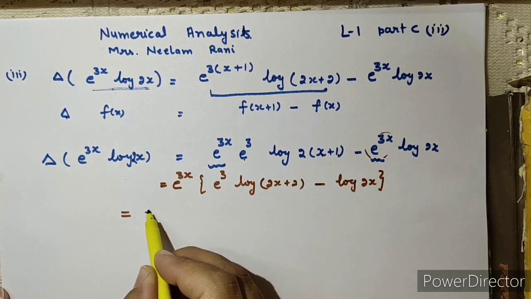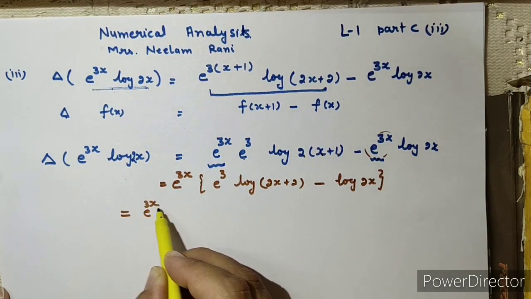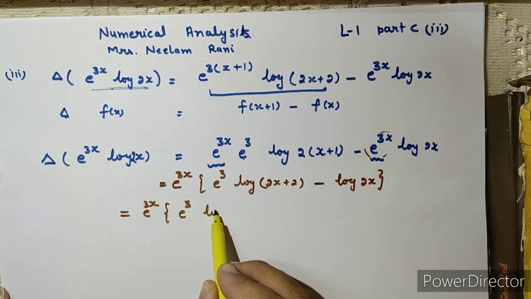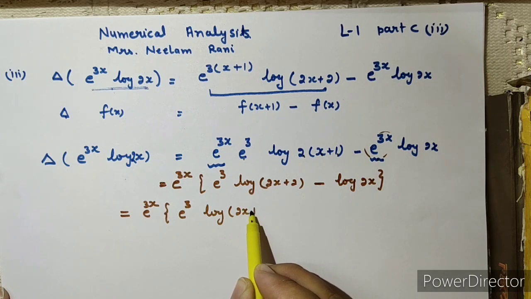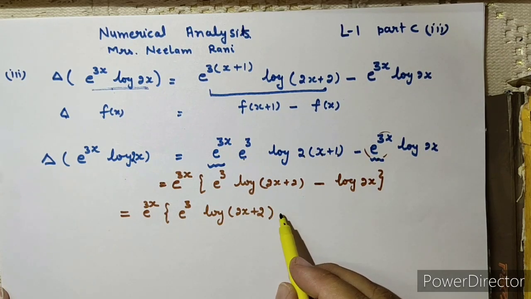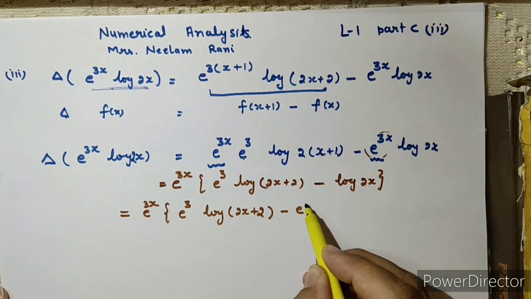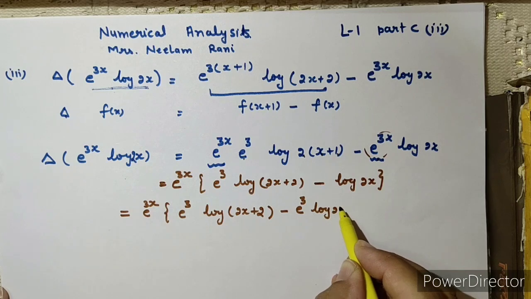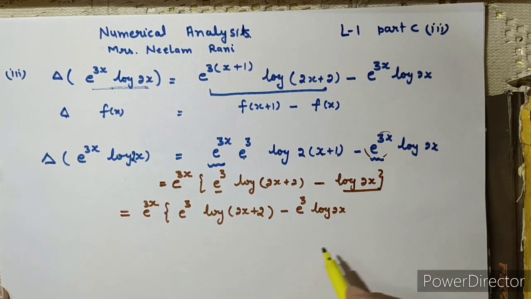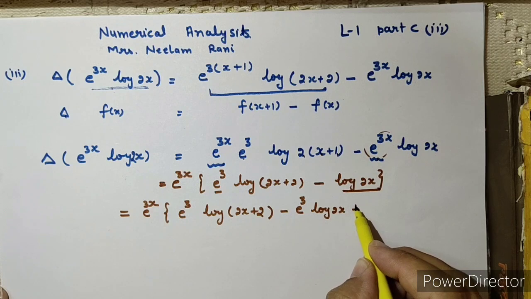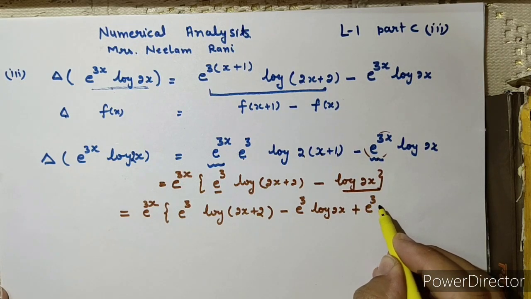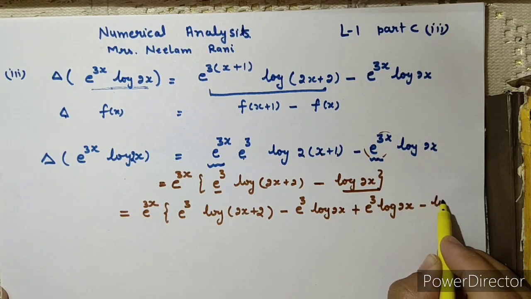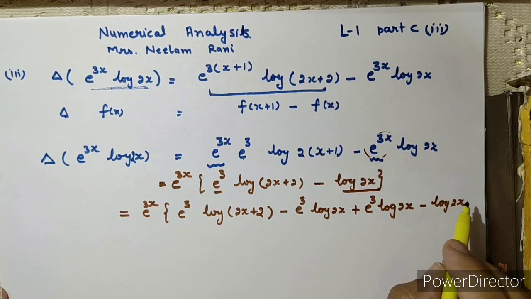Now to make my calculation easy, I am putting my expression in this way. e^3 times log of 2x plus 2, minus, I'm putting here one extra term, e^3 log of 2x. If I subtracted here, so I should add here. So e^3 log of 2x and minus of log of 2x here.